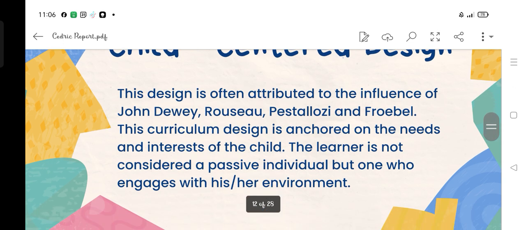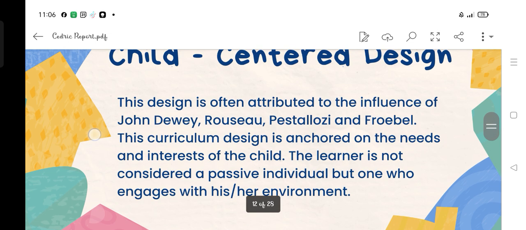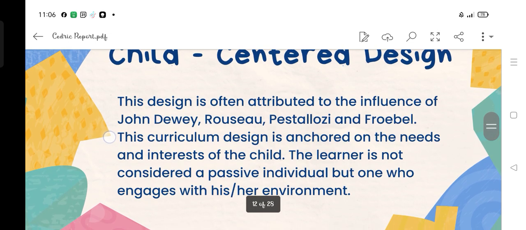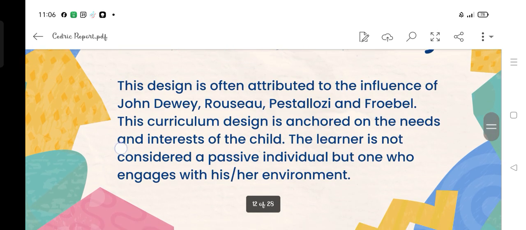The learner has the free will, no? Nakafocus na sa mga learners natin, sa bata. Ayan, hindi na sa teacher.